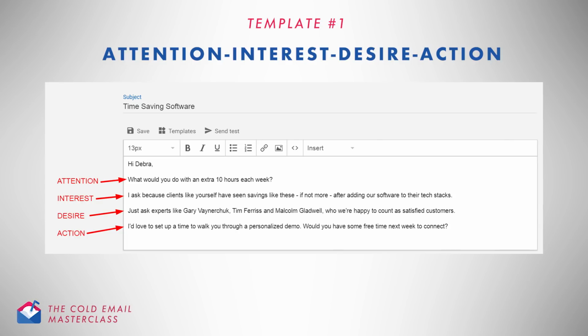Template number 1, attention, interest, desire, action. Roughly 4 sentences. You first get their attention, you get their interest, you pique and get them to desire what you want, and then you have an action. Here's the thing you need to do to take that step.